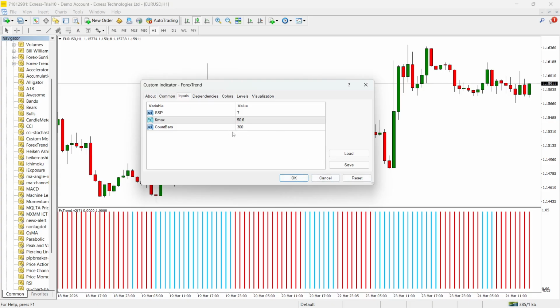Kmax controls a key threshold used in the internal trend strength calculation, influencing how strong the underlying move needs to be before the indicator paints bullish blue or bearish red bars. As for the CountBars, it defines how many historical bars the indicator processes and displays, determining how much trend history you can see in the sub-window at once.